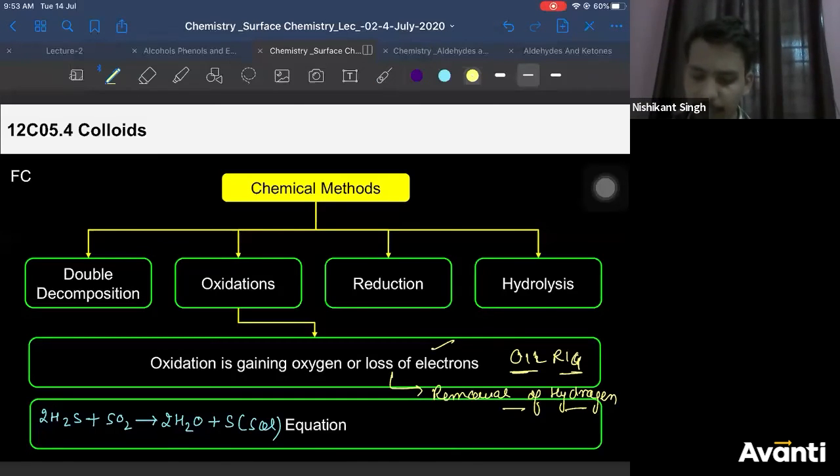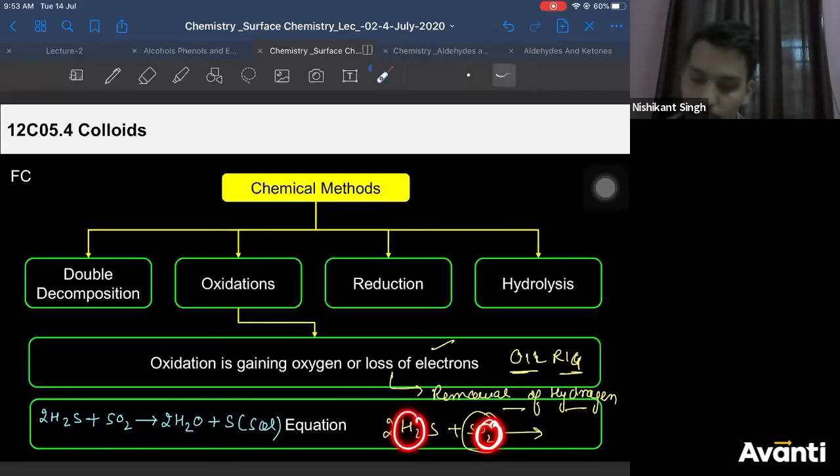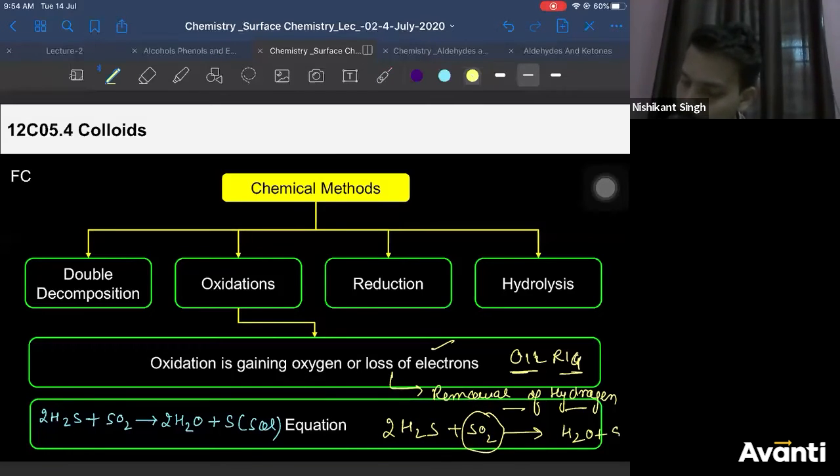Okay? The example is in front of you. If you take H2S and react it with sulfur dioxide, what are you going to get? See carefully. You will study in the P block that SO2 is a very good reducing agent also. You'll see that in P block properties. So H2 will combine with oxygen to form H2O, correct? And sulfur will combine with sulfur, and you'll get sulfur particles in colloidal range. So you'll get a colloidal sol of sulfur.